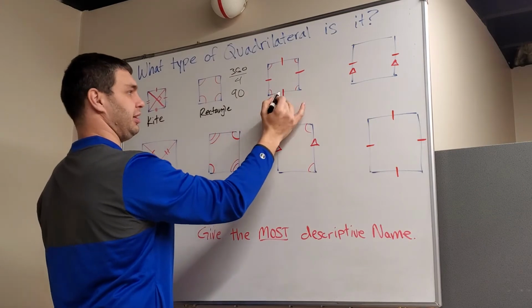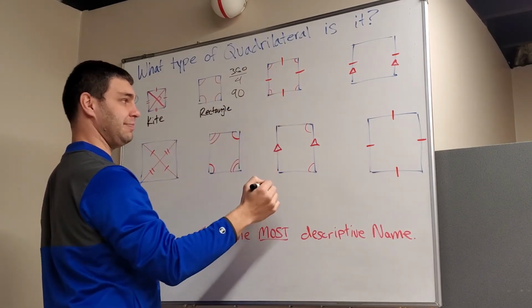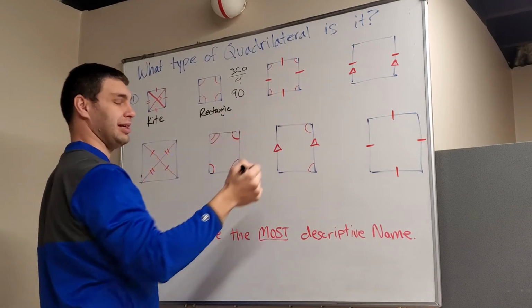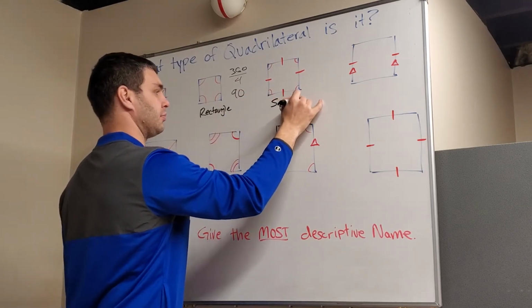This one we do know things about the sides. Again, all 4 angles are the same, so they're all 90, and the sides are all the same. That's the definition of a square. Okay, that was an easy one.